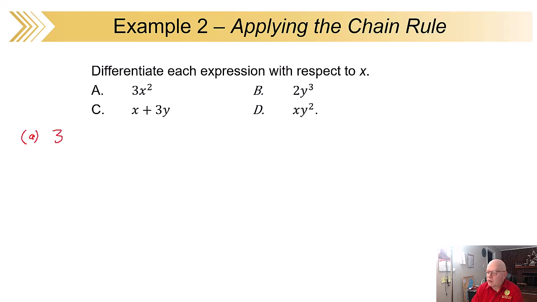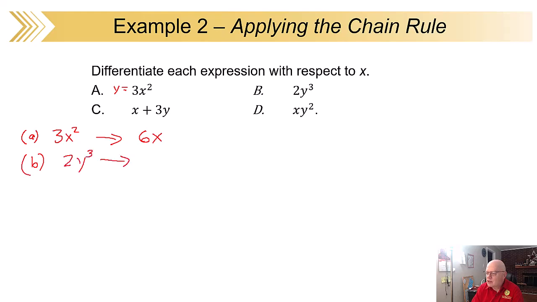We're going to start with 3x squared, and we're going to differentiate that. Well, of course, this represents y equals dy dx. And our dy dx, bring that 2 out front. I hope you do have this automatic, right? 6x, there's your derivative. Part B, you have 2y cubed.